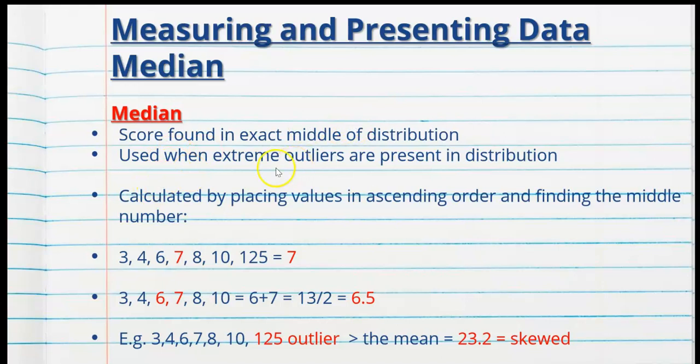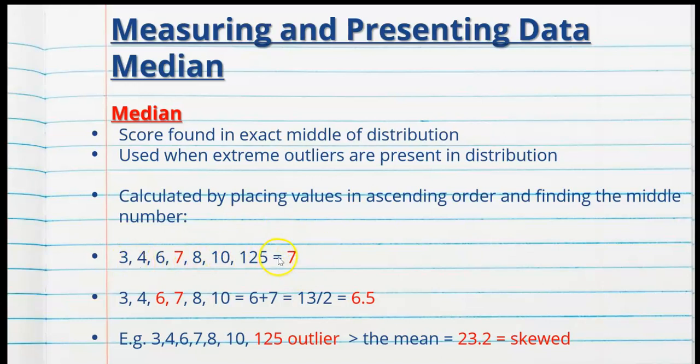To calculate the median, we put the values in ascending order, in other words from lowest to highest, and find the middle number. Here I've got my first data set: 3, 4, 6, 7, 8, 10, and 125. The median is 7 because there's 3 numbers below it and there's 3 numbers above it, so it's the middle number. So it's 7.